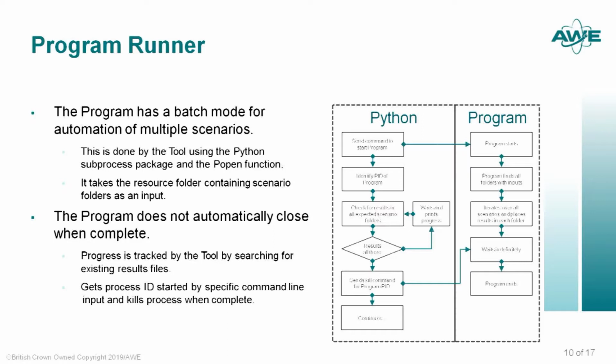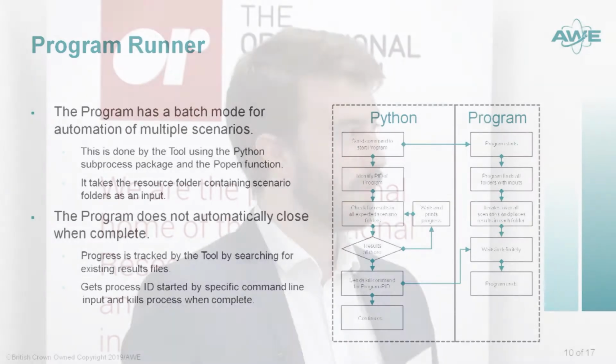Unfortunately, the program doesn't actually automatically close by itself because it was designed to stay open so that the user of the batch runner could tell that the program itself had finished and it hadn't just closed for a different reason. Because of this, the progress is then checked in Python to ensure that all of the results files have been generated. And once they have, it will then kill this process and close the process itself so that the batch runner is not just sitting in the background.